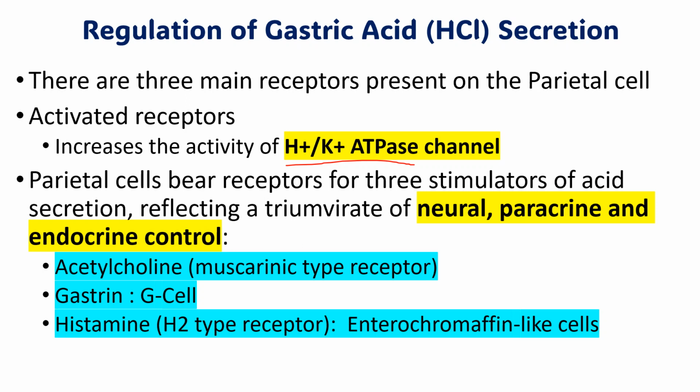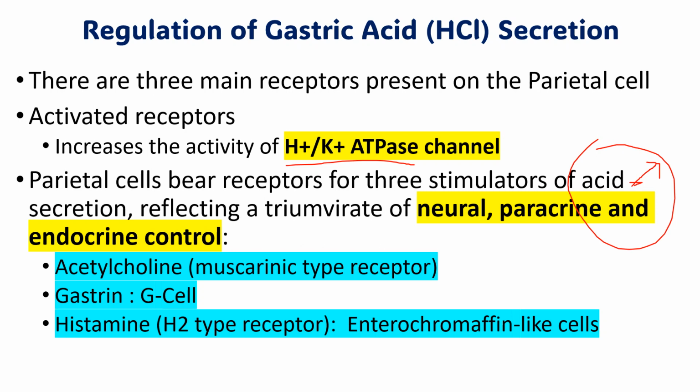So this is a cell. Normally this channel lies in the cytoplasm. Because of histamine, cyclic AMP and protein kinase A, this channel moves from here to the plasma membrane so that the exchange will take place. Binding of acetylcholine and gastrin both results in elevation of intracellular calcium concentration, and that calcium also helps in the transportation of this proton potassium channel.